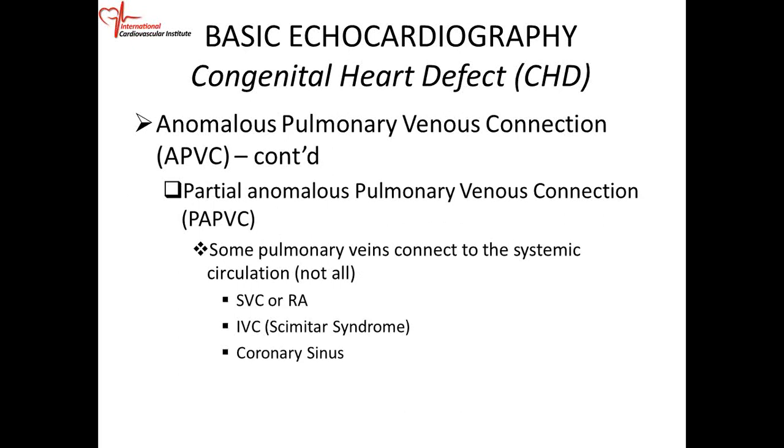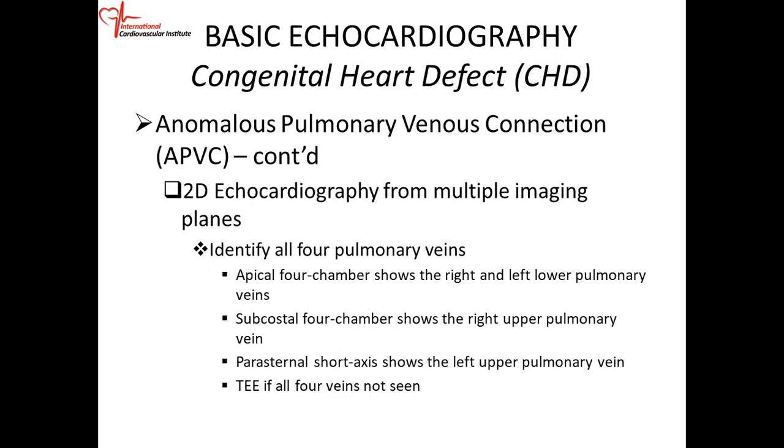Okay. More common though is the partial anomalous pulmonary venous connection, where just some of the pulmonary veins connect to the systemic circulation, not all. And more common is either in the superior vena cava or the right atrium. You might see this syndrome from time to time, scimitar syndrome, where one or more of the pulmonary veins drain into the inferior vena cava. Okay? Or it might just drain into the coronary sinus. Not all four drain into the right side, just some of the pulmonary veins.